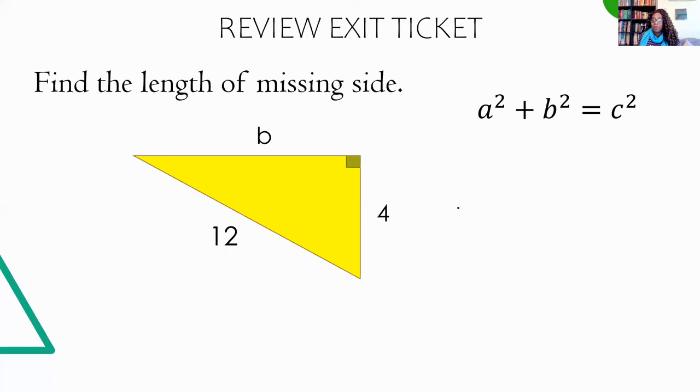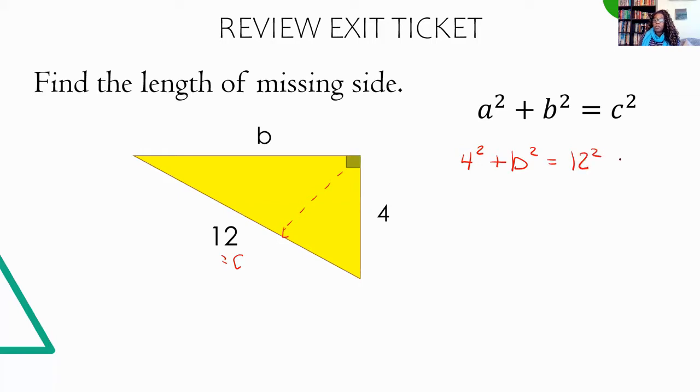So let's do a review of that Pythagorean theorem, that a squared plus b squared equals c squared. So we're going to find the missing side. So in this case, it is b. So my longest side, if you recall, is always directly opposite of my 90-degree angle. So my c is going to be 12. So my a, which we indicate, is going to be 4. So we got 4 squared plus b squared equals 12 squared.